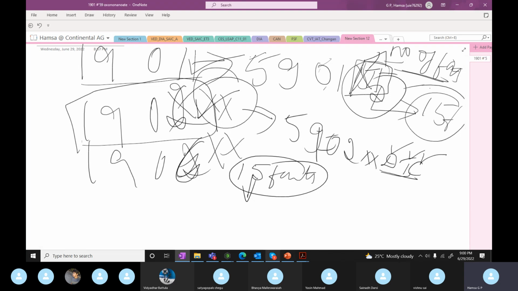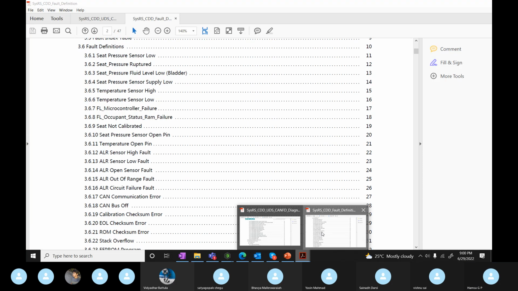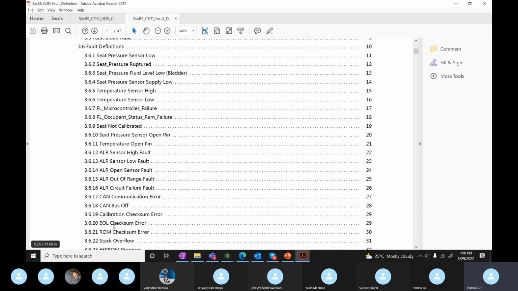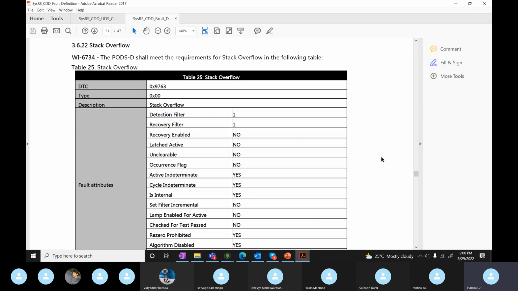Okay, I'll open this, so it's better. Let me take ROM checksum, because ROM memory everybody knows, or stack overflow. Anyway, everybody knows as you are developers. So here, see the DTC. What is the DTC? It is 9763. For every fault, there will be a number. That's how we get to know. We give the name in the requirement because we understand English.